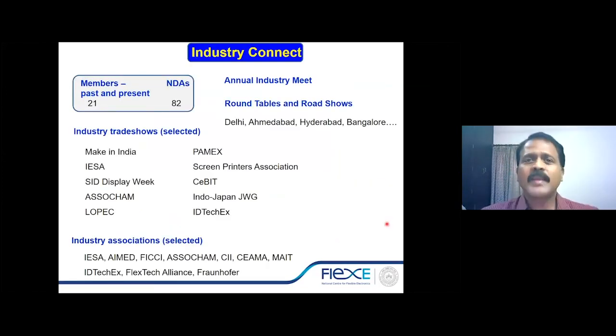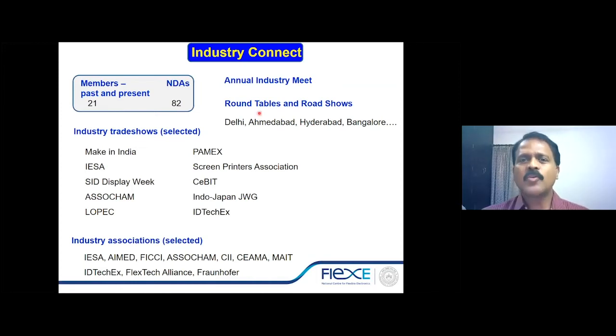So now let me talk about our industry connect activities. As I mentioned earlier, we have a membership model with the industry, and as of now we have 2 tiers of membership, based on the facilities and the requirements. We have 21 past and present members, and a large number of non-disclosure agreements which we have signed. And we hold an annual industry meet. We have held that annual industry meet both at IIT Kanpur and at other places, so as to enable a larger audience.